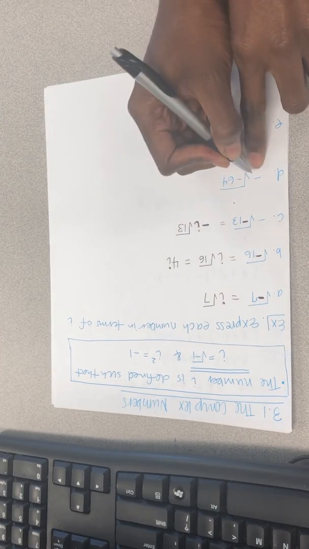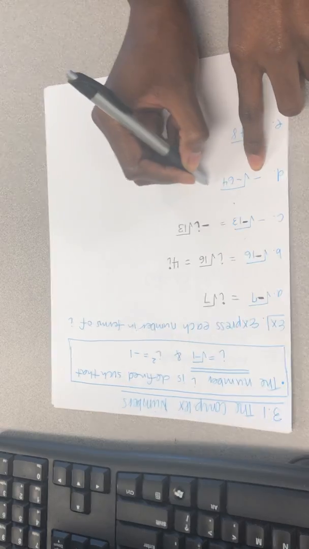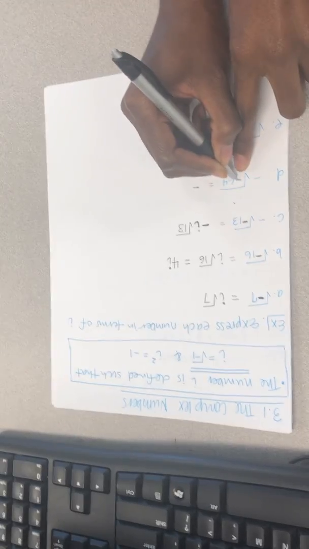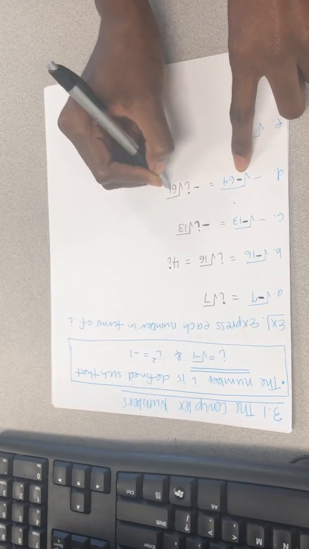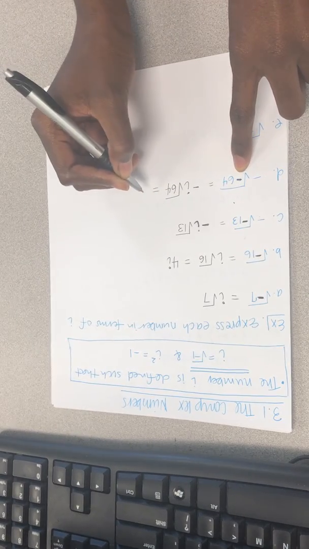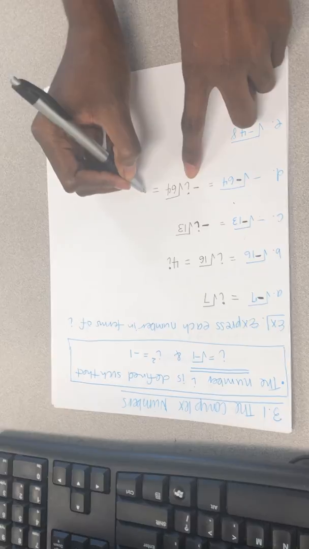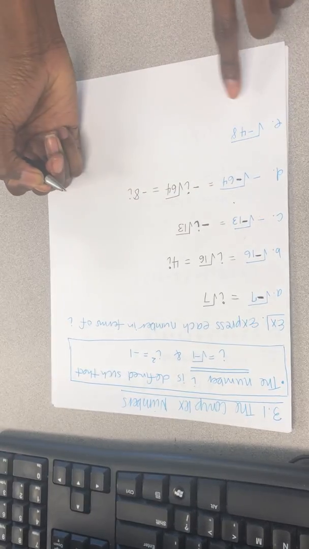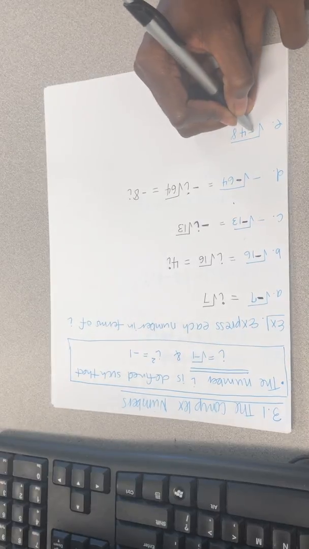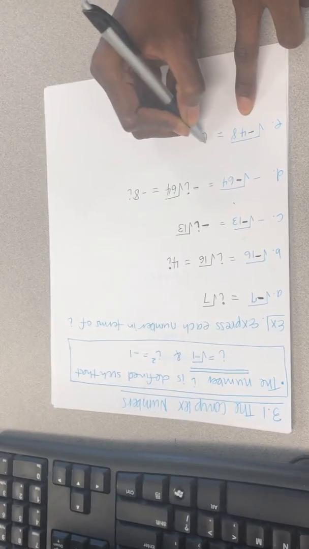Okay, for the next one, we have this negative, so we leave it. This negative on the inside will change this to an i, and then we have that 64. We know that the square root of 64 is an 8, so we'll have -8i.